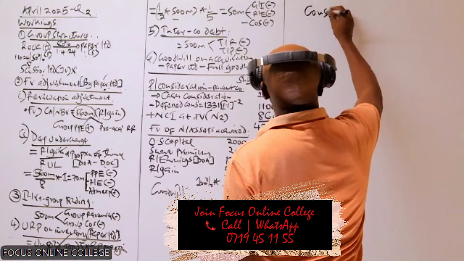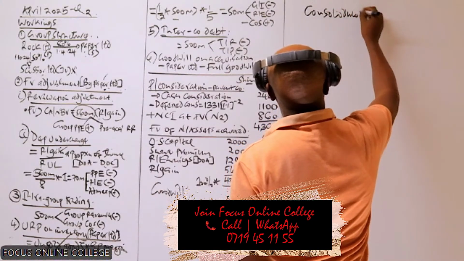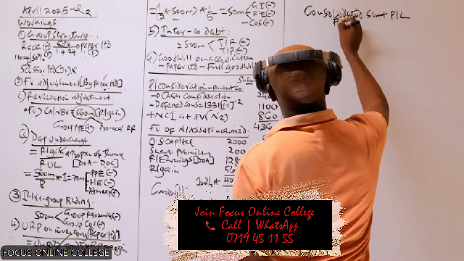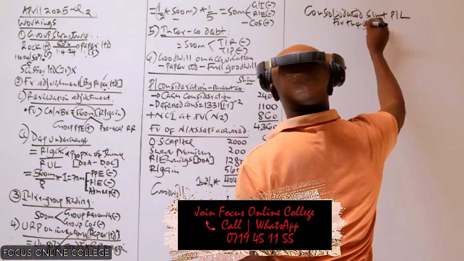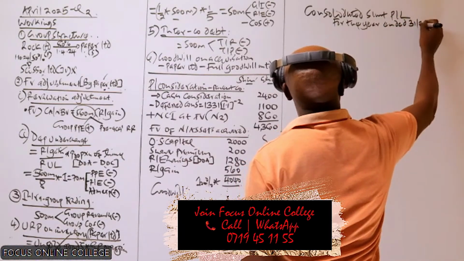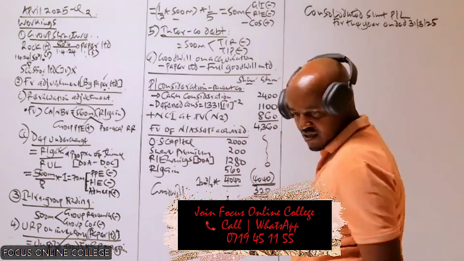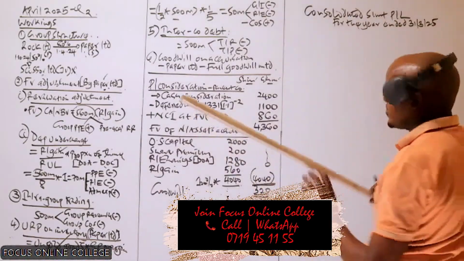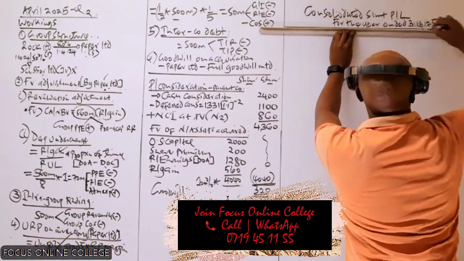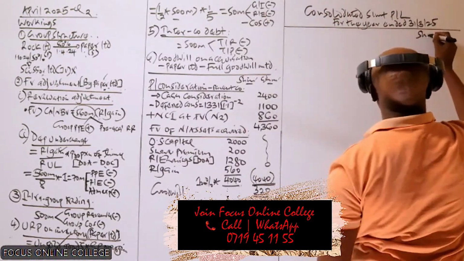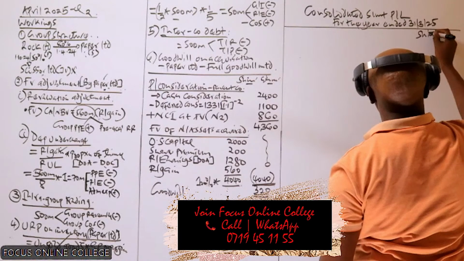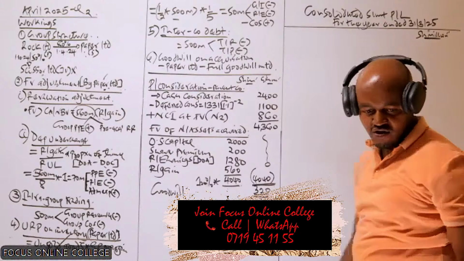The consolidated statement of profit or loss for the year ended 31st of March 2025. Here we just need a single column, and we indicate that our figures are in millions of shillings.